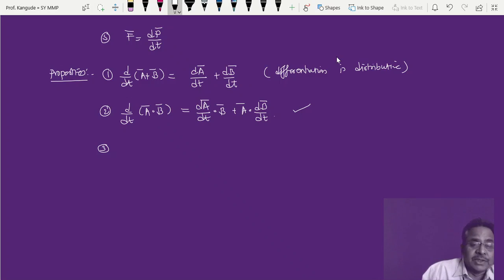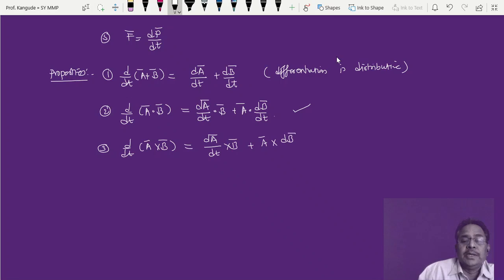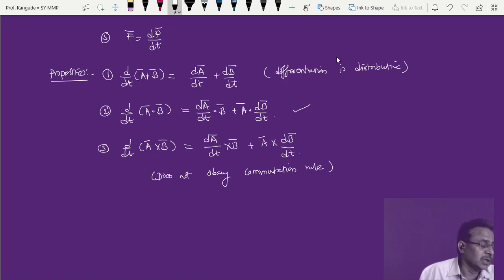Third one is different. This is d by dt of, this time, the cross product of two vectors, A bar cross B bar, and this also can be written as dA bar upon dt cross B bar plus A bar cross dB bar upon dt. Here, as I said earlier, A bar cross B bar is not equal to B bar cross A bar. Therefore, if I change the order, it is very important, and therefore this doesn't obey the commutative law. You can write here, this vector differentiation of cross product of two vectors does not obey the commutation rule. Commutation rule means order is very important. If you are changing orders, this rule gets changed.